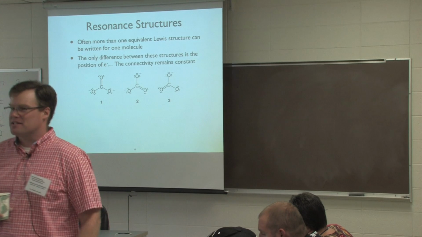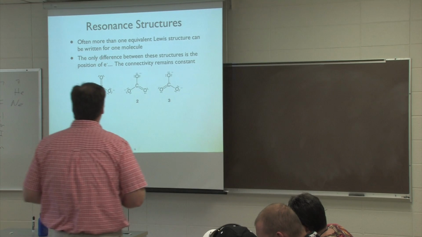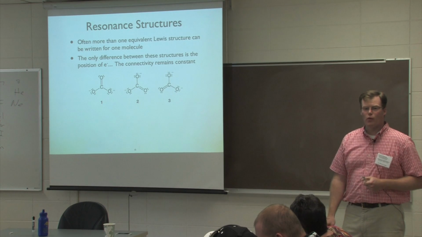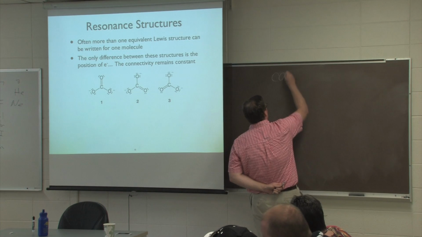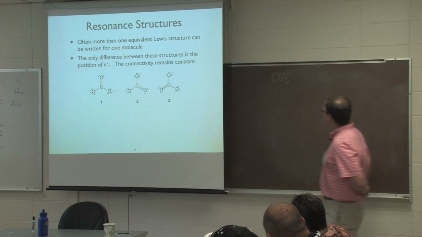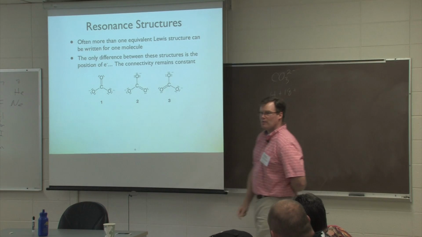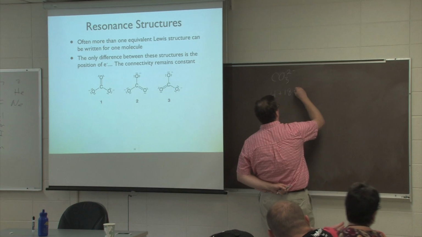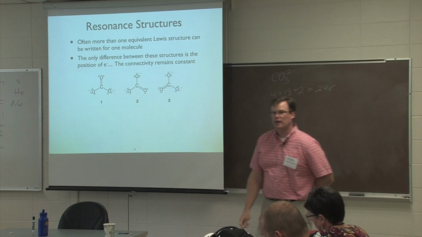So now we're going to go into the last thing with drawing these Lewis structures. From time to time, it's going to occur that we can draw more than one equivalent Lewis structure for one molecule. So carbonate, CO3 2-, is an example of that. Carbon brings 4 electrons to the table, 3 oxygens bring 18, and we have 2-. So what does that mean? We have to add in 2 electrons. So that equals a total of 24 electrons.